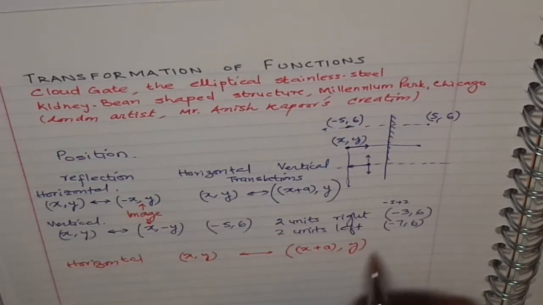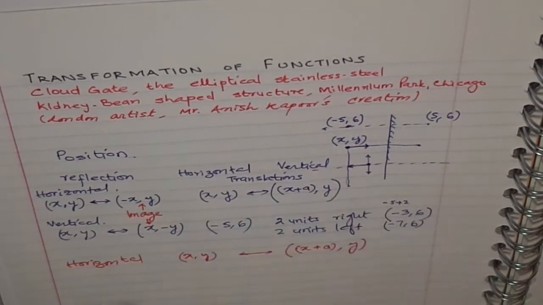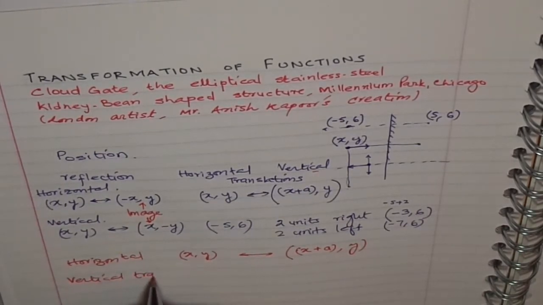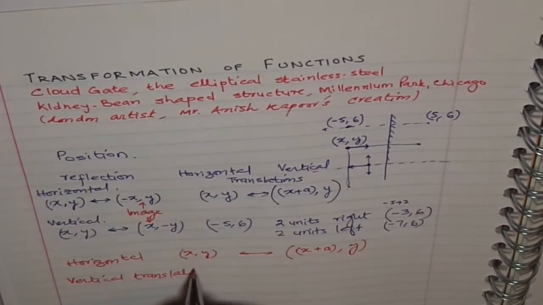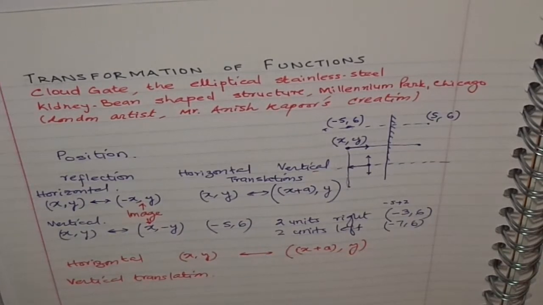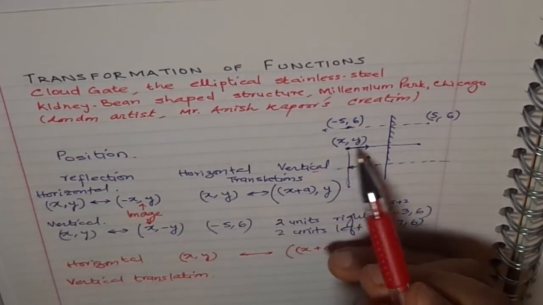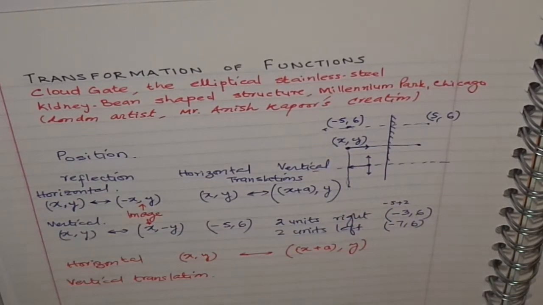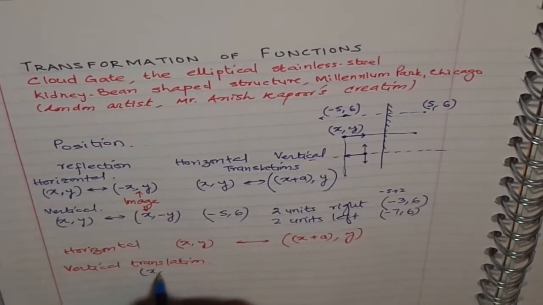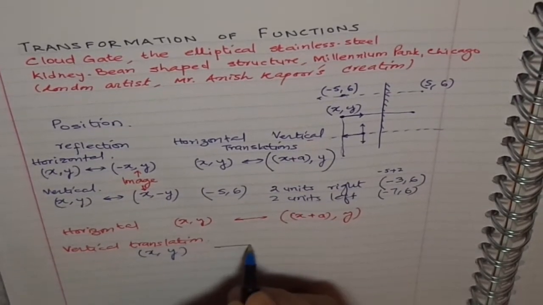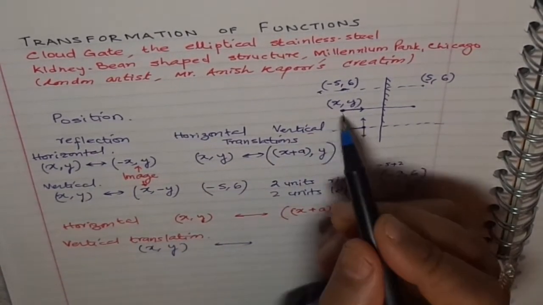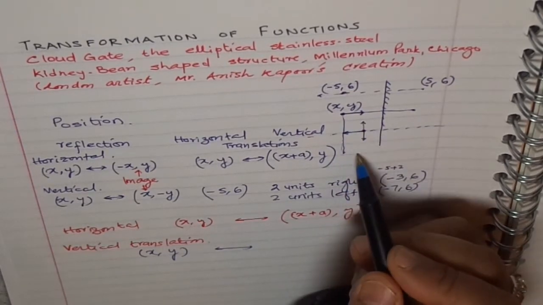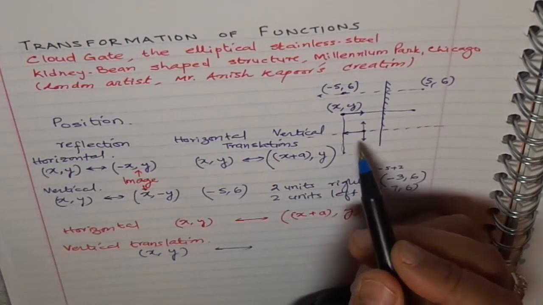And now let's see what happens for vertical translation, okay? Vertical translation. If our point is (x, y) and we vertically translate it, then what happens to this point? (x, y) is the original point, and in the image, the x value remains the same this time, okay? But the y changes.